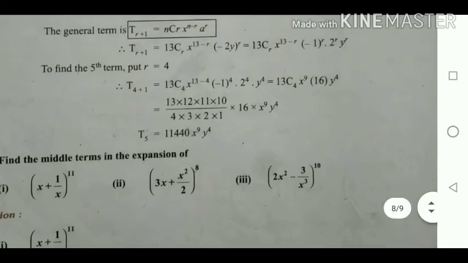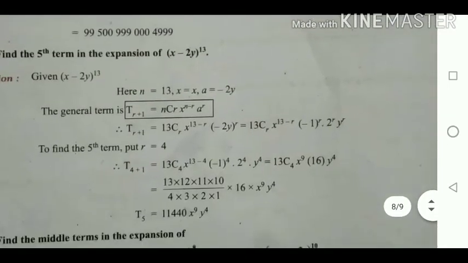So this is the way you have to find the term. If the fifth term, sixth term, like that is asked, in order to find the fifth term, take r equal to 4.